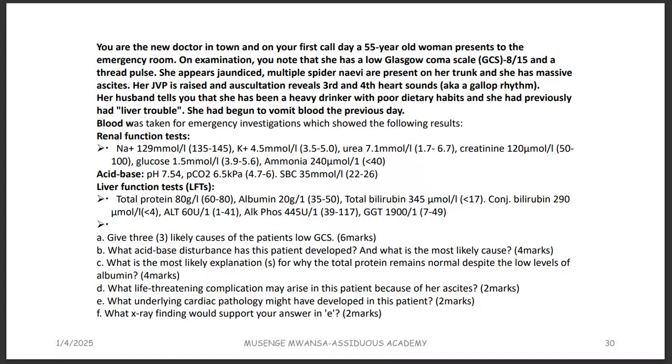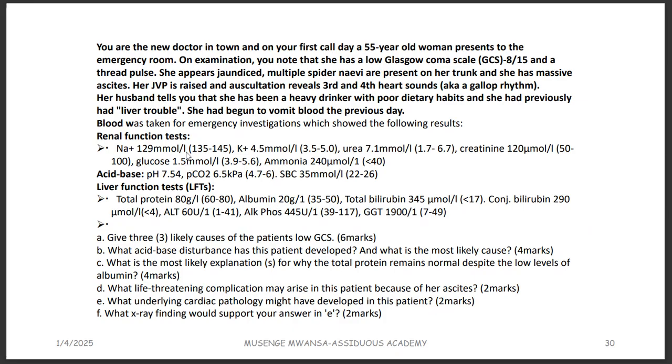Her husband tells you that she has been a heavy drinker with poor dietary habits, and she had previously had liver trouble. She had begun to vomit blood the previous day. Blood was taken for emergency investigation, which showed the following results.